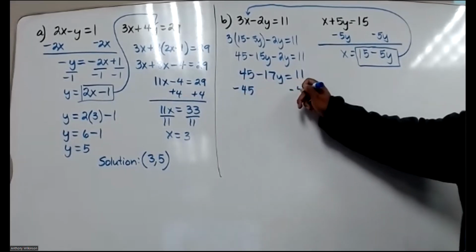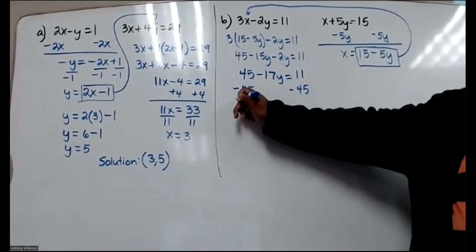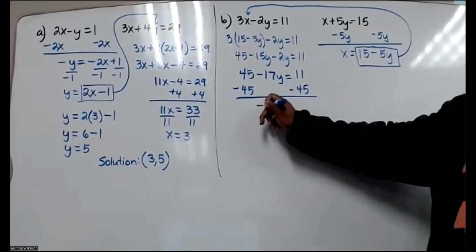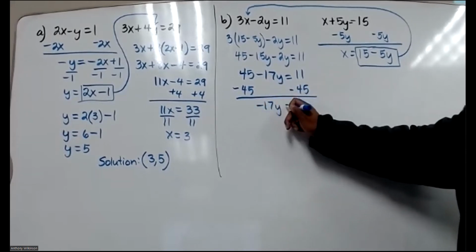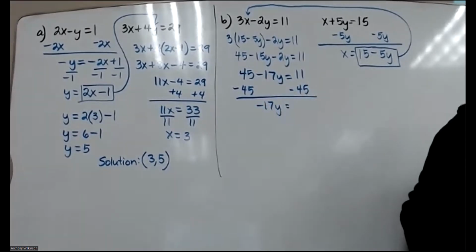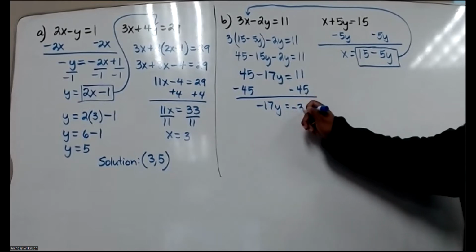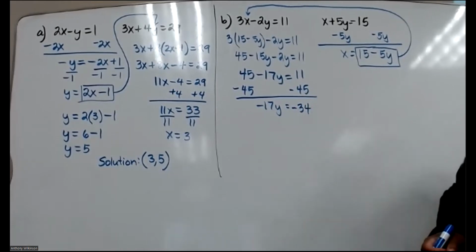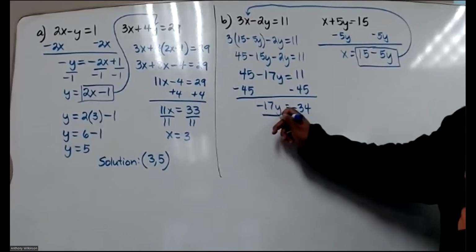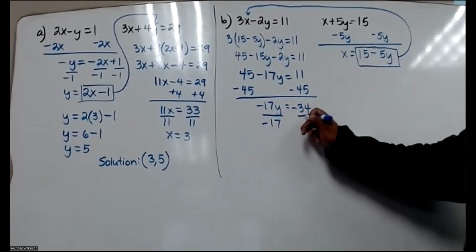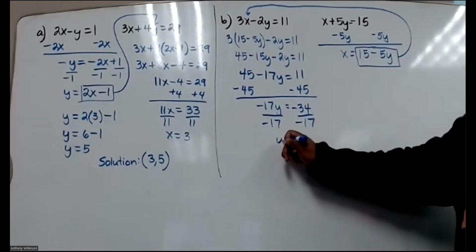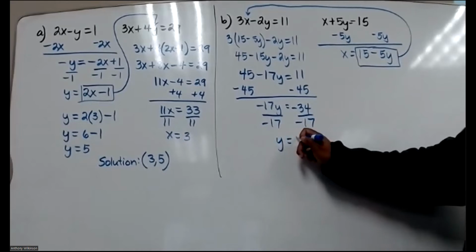Subtract 45. So here you'll have negative 17y equals 11 minus 45, which is how much? Negative 34. So negative 17y is equal to negative 34. Divide both sides by negative 17. You'll get y is equal to how much?